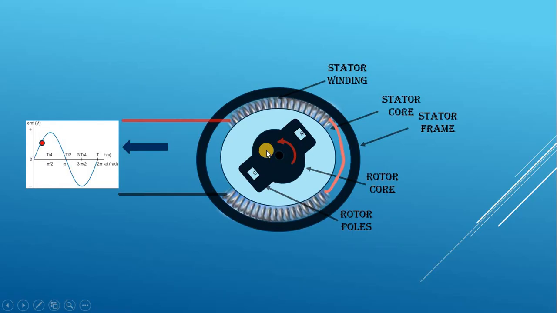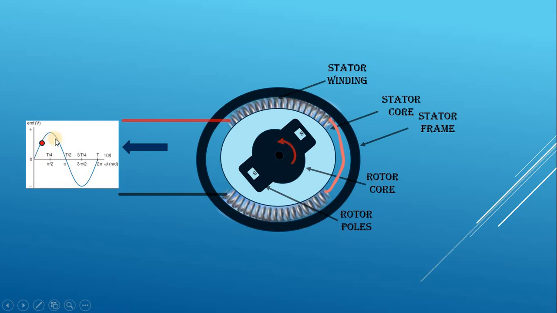So first let me explain the operation of this AC generator. It works based on Faraday's law of electromagnetic induction. When the magnetic flux which is linking with the stator coil changes, then voltage or EMF is produced. And the produced EMF, or the generated voltage, will be sinusoidal.